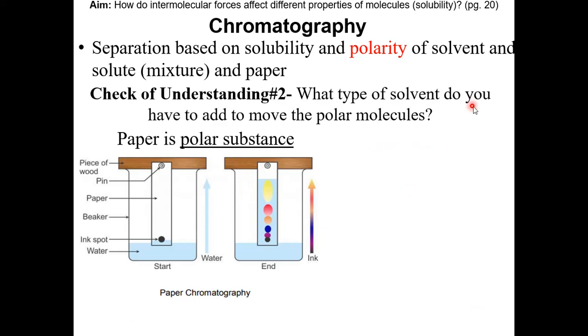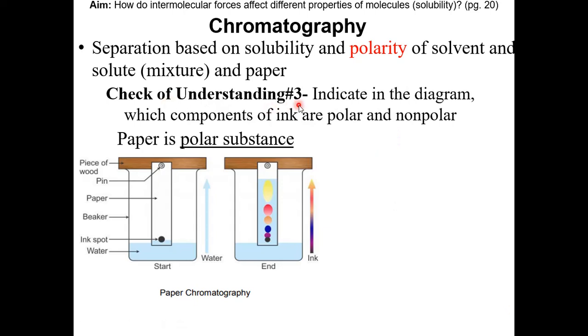What type of solvent do you have to add to move the polar molecules? Since the polar molecules are stuck to the paper, you want to use a polar solvent to move the polar molecules because the polar molecules will form interactions or intermolecular forces with the polar solvent.